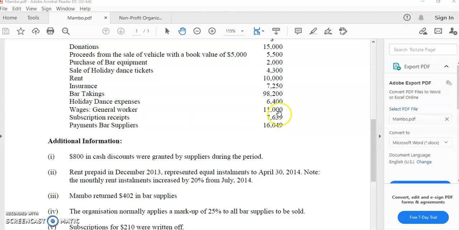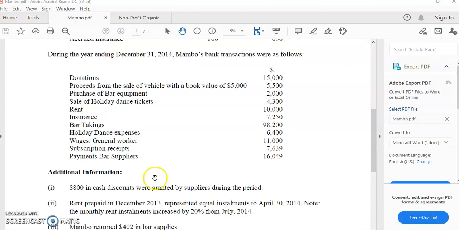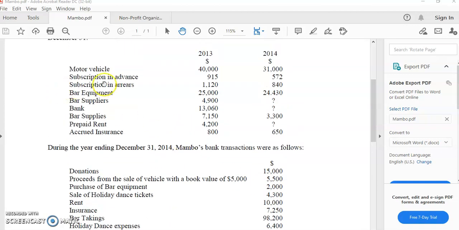So you don't know that. They also say that you have this $10,000 in rent that you paid, but it needs to be adjusted because for some reason you paid it all to the next year, and then there is this 20% and all of these things going on. Additionally, your subscriptions that you receive need to be adjusted because you have subscriptions in advance and in arrears at the beginning and at the end of the financial year.